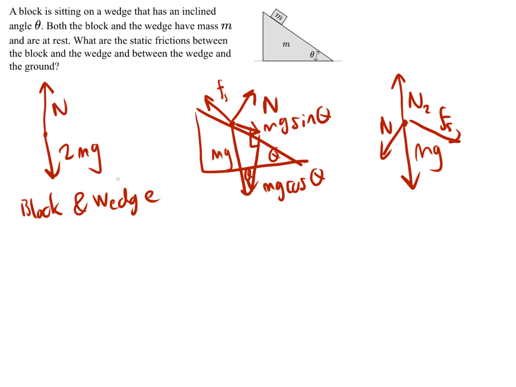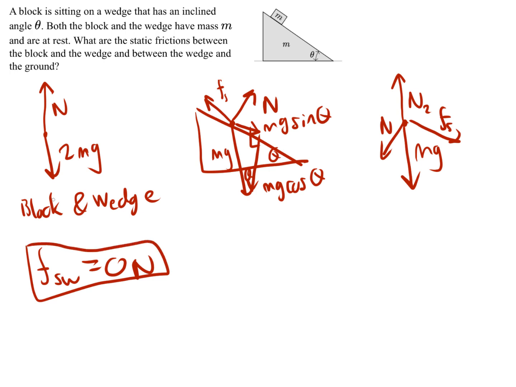But these don't matter, because if we look at the wedge, there is simply no static friction between it and the table, because there are only vertical forces acting on it. So the force of static friction between the wedge and the ground is simply equal to 0 newtons. That's one of them.